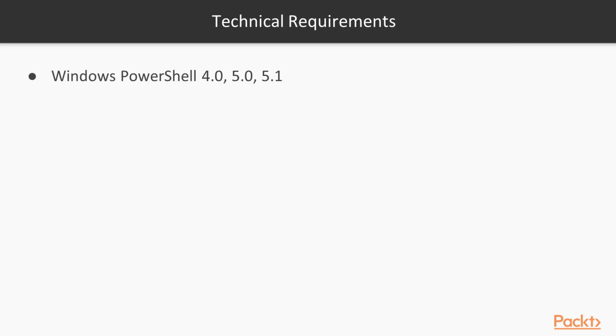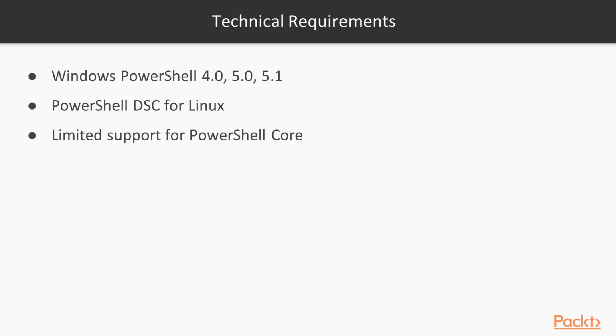So what are we going to need to run PowerShell DSC? Thankfully, we don't need a whole lot. Well, PowerShell comes with it. So for managing Windows systems with DSC, you're going to need a modern version of PowerShell. That's Windows PowerShell 4.0, 5.0, or 5.1. PowerShell DSC is also available for Linux. Currently, there's limited support for PowerShell Core.